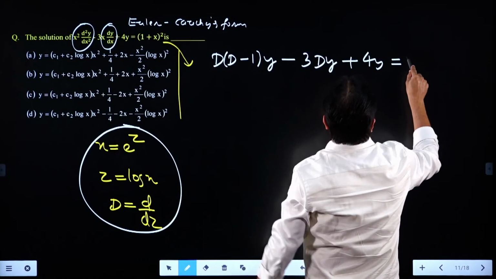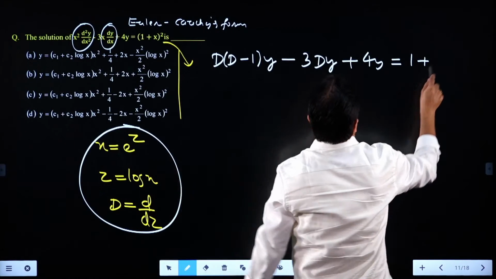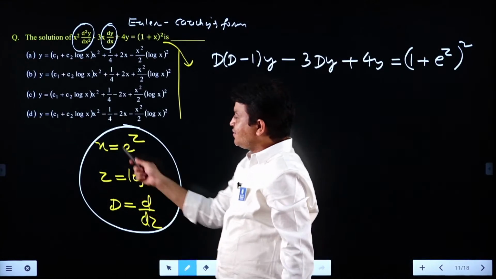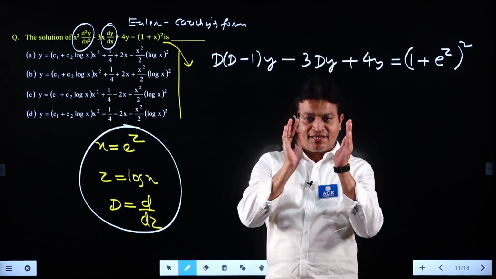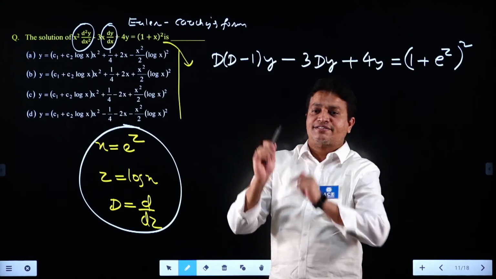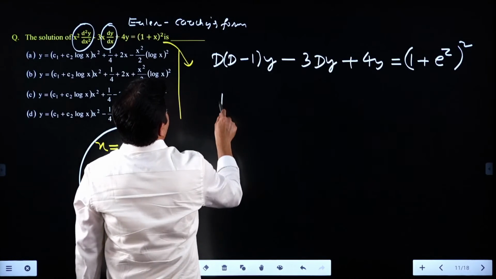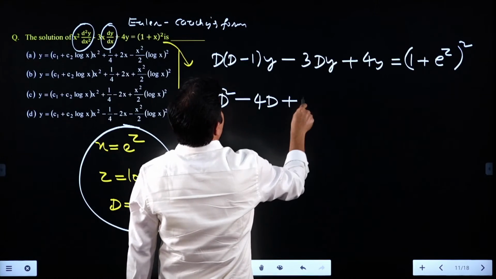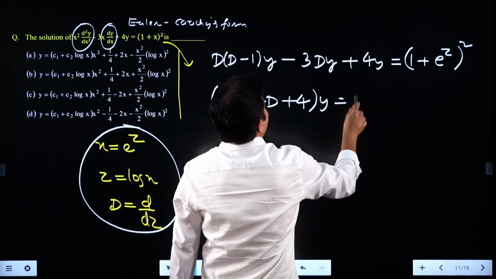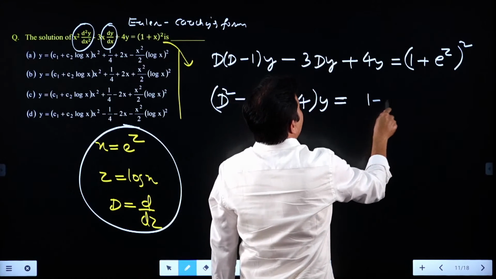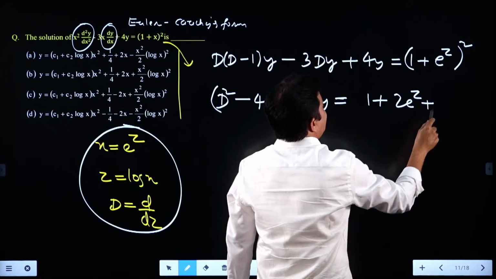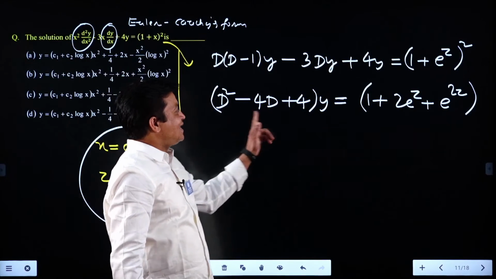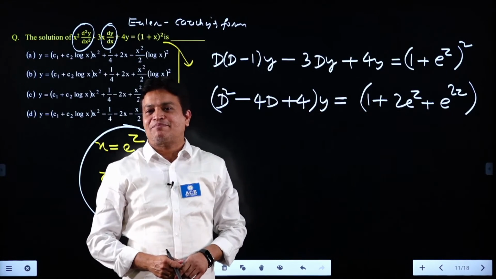Right side also changes. 1 plus x means e power z, for that whole square is there. So, you have to substitute all these things in both sides, left side and right side. Now, simplify. D square minus D minus 3D, combine: minus 4D plus 4, into y. Right side, expand like the a plus b whole square form. 1 plus 2 e power z plus e power z whole square means e power 2z.